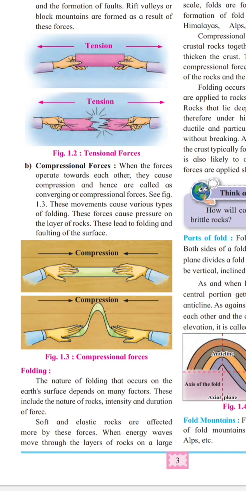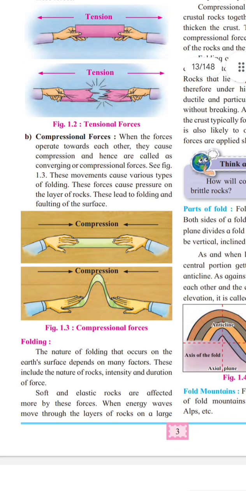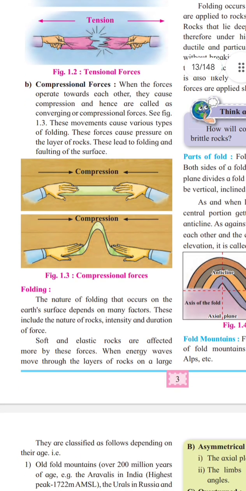Next are the compressional forces. Compressional forces act in the opposite direction. Here the rock layers are pushed towards each other. Think of placing both hands on a sponge and pressing it from both sides. Instead of becoming longer, it bends and becomes thicker. You can see the compressional forces. Similarly, when rocks are compressed, rock layers bend, folding takes place, and fold mountains are formed.